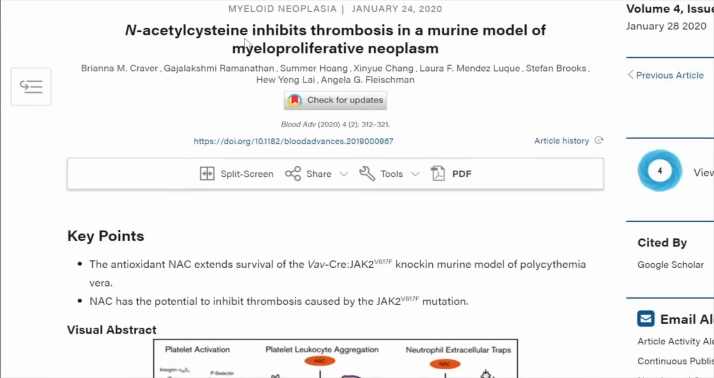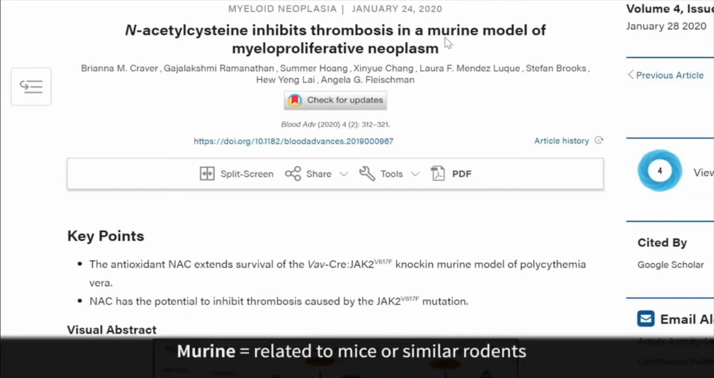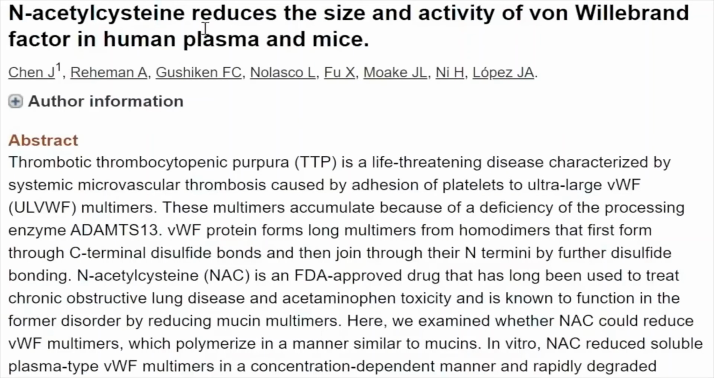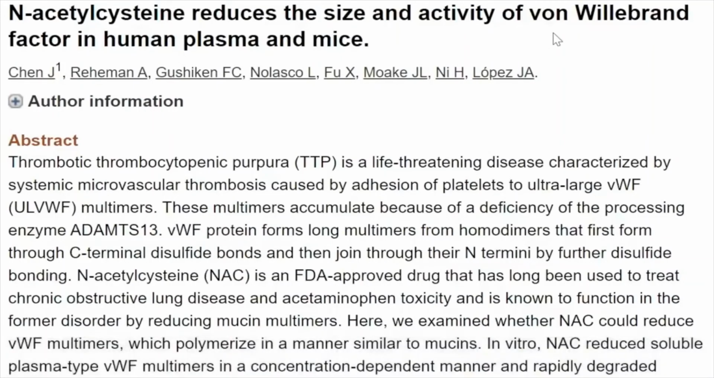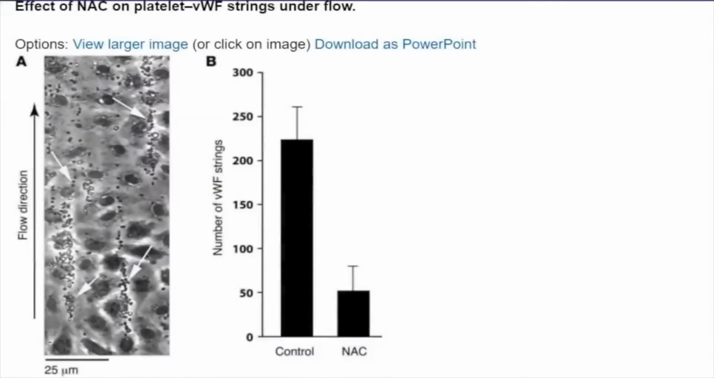And here is another article that was actually just published earlier this year, again showing the same thing. N-acetylcysteine inhibits thrombosis in a murine model of myeloproliferative neoplasm. Here's another article published in 2011 showing that NAC reduced the size and activity of, you guessed it, von Willebrand factor in human plasma and in mice. And here you can see in the Journal of Clinical Investigation these long multimers of von Willebrand factor. And you can see in the control the number of strings versus that in NAC. So basically it cuts these things up.